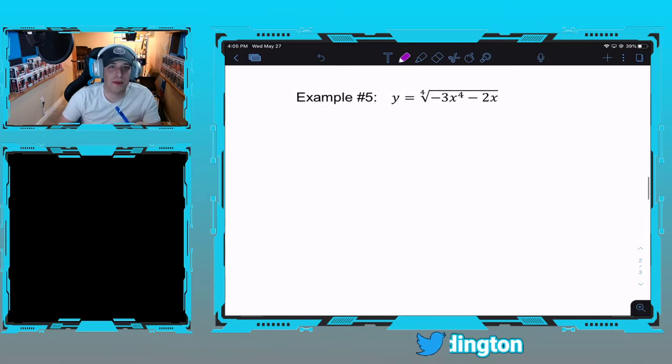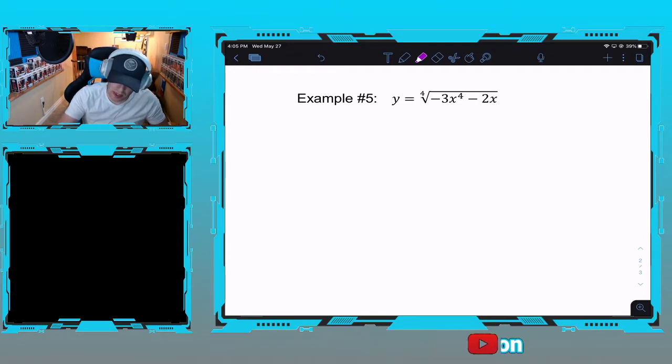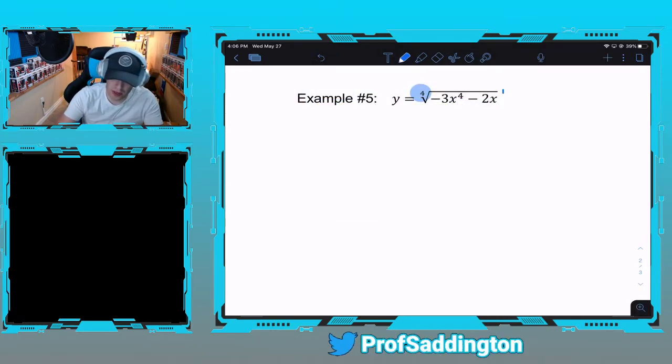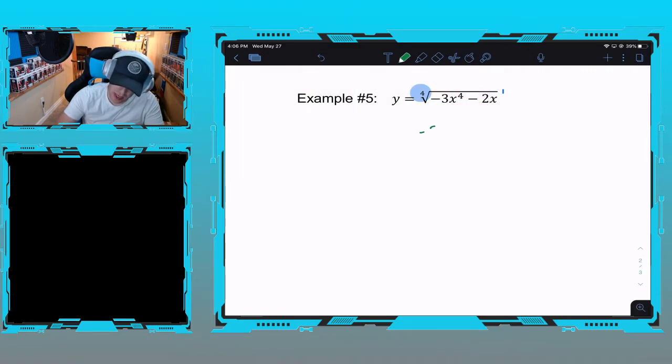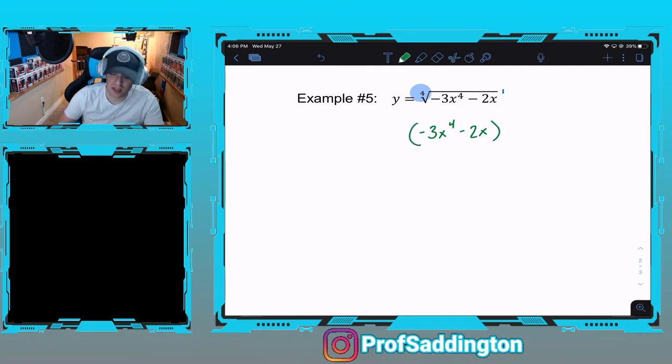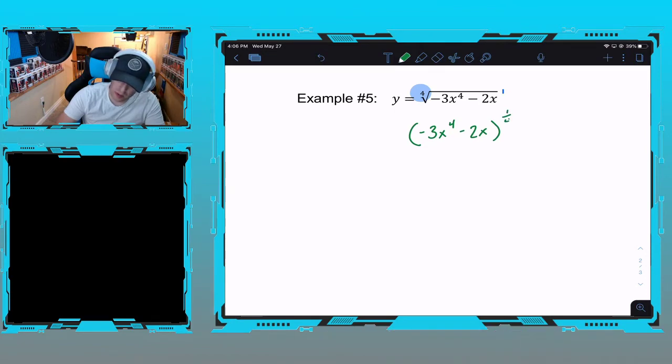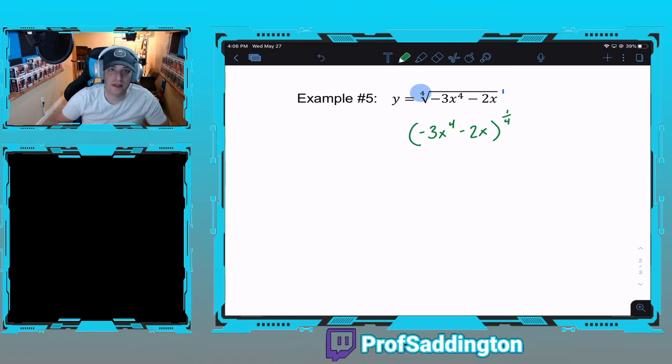So, example number 5, same exact thing. What I'm going to do is change it so it is a fractional exponent. So I'm just going to take that 4 and bring it to the outside, which again, in this case, the exponent is just a 1. If I want to rewrite this, I'm going to have negative 3x to the 4th minus 2x, put that whole thing in parentheses. It's just this time it's going to be to the 1/4 power, because that down and out exponent goes over whatever's on the outside.